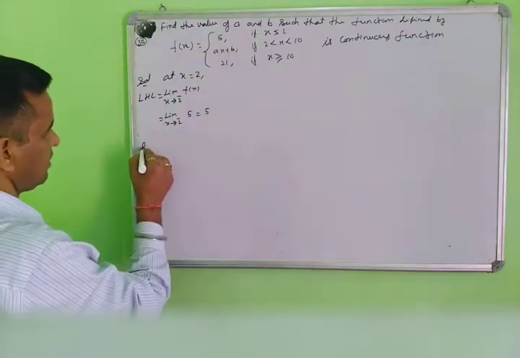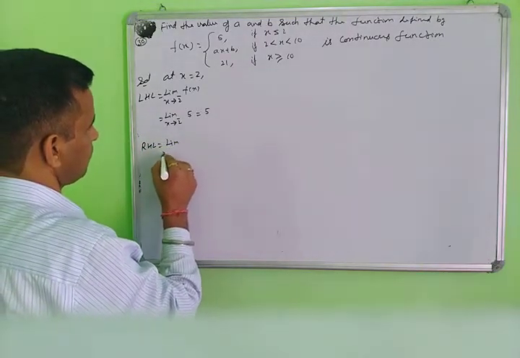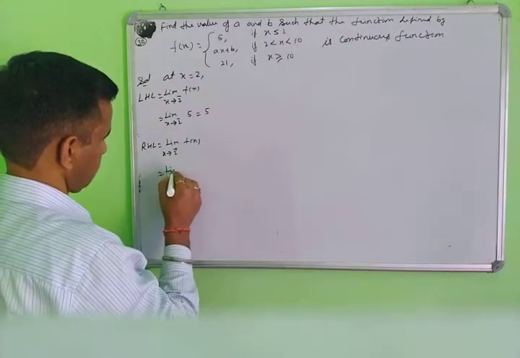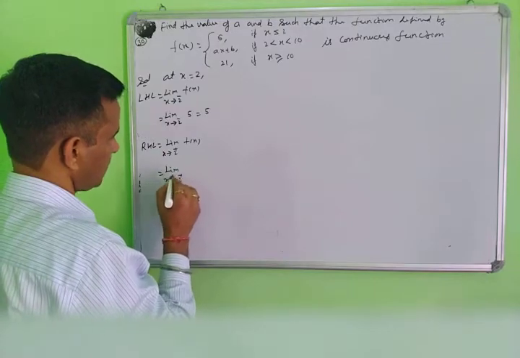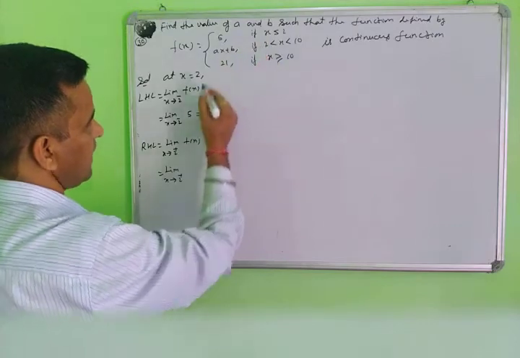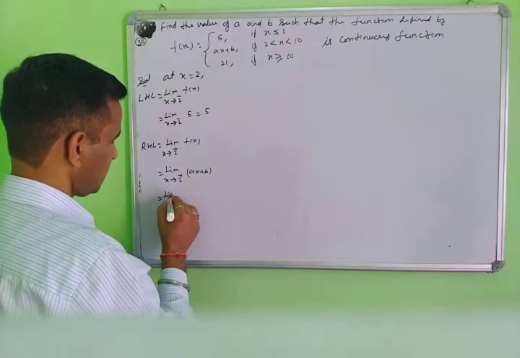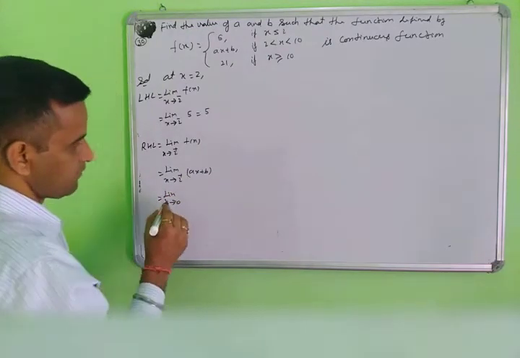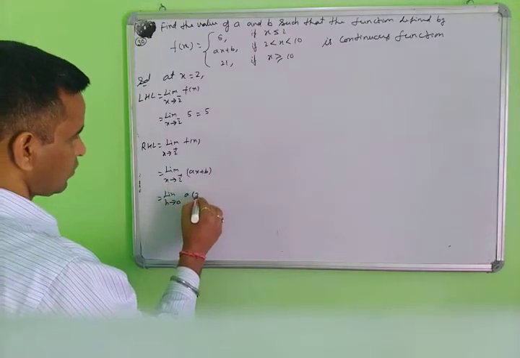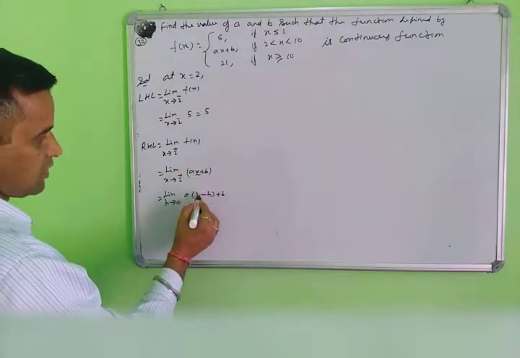Similarly, the RHL: limit as x tends to 2 from the right side of f(x). Right side means more than 2, so the function is ax plus b. Let x tend to 2 plus h, so h tends to 0, and in place of x we write 2 plus h, giving a(2 plus h) plus b.